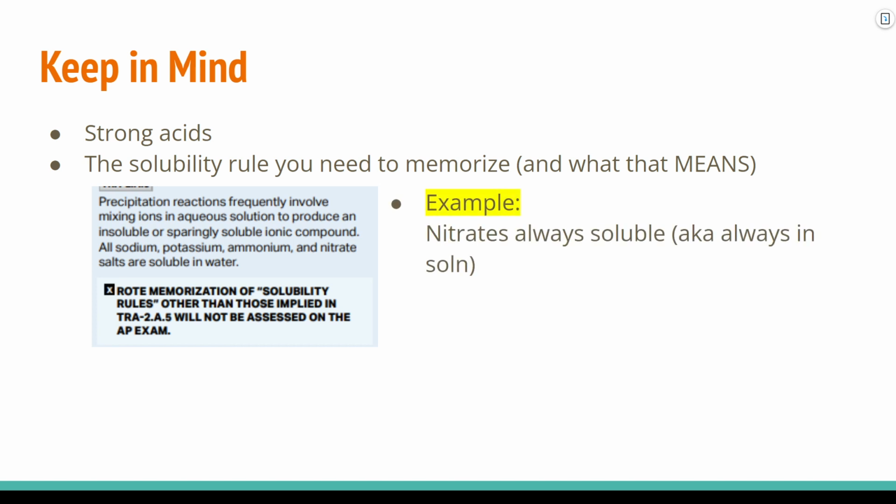So like I said out loud, the example is nitrates are always soluble, so they're always in solution. And so the NO3 minus will not react with the H plus to form HNO3 because it is always soluble. If it's always soluble, that means that even if it's interacting with H, it's not going to make that compound because, again, it is soluble. It wants to stay in ion form.